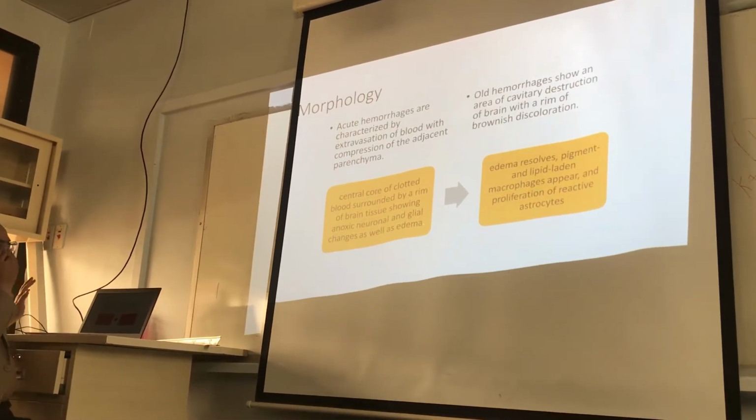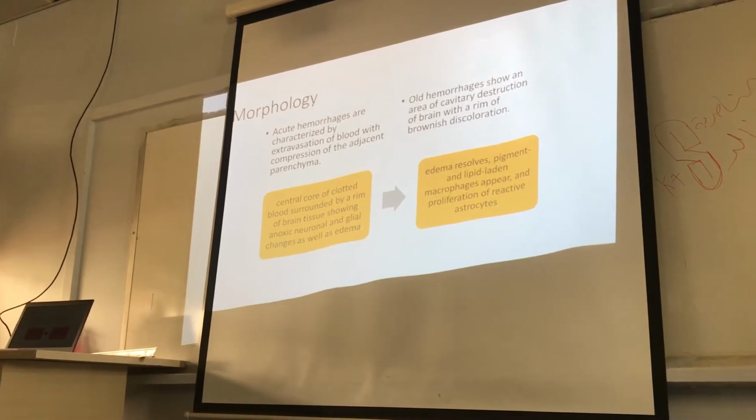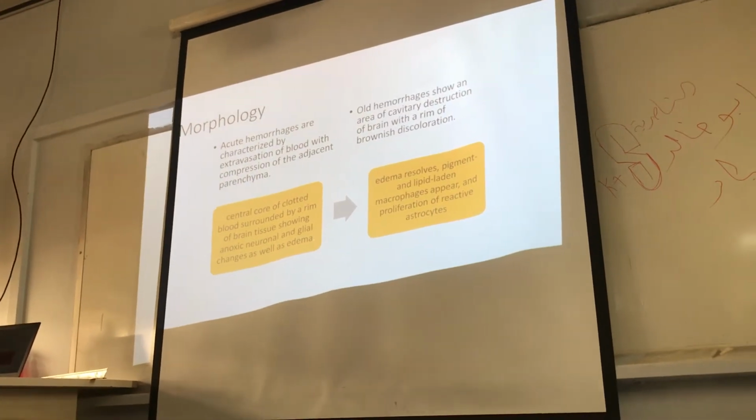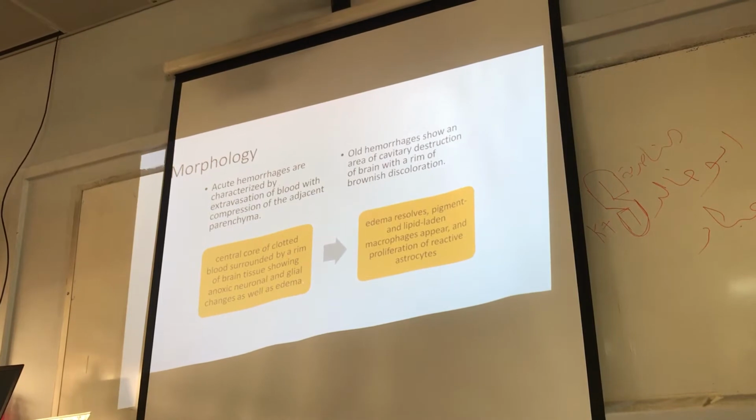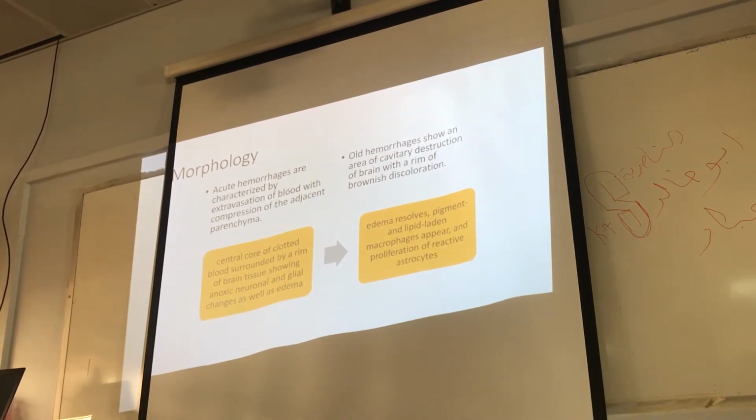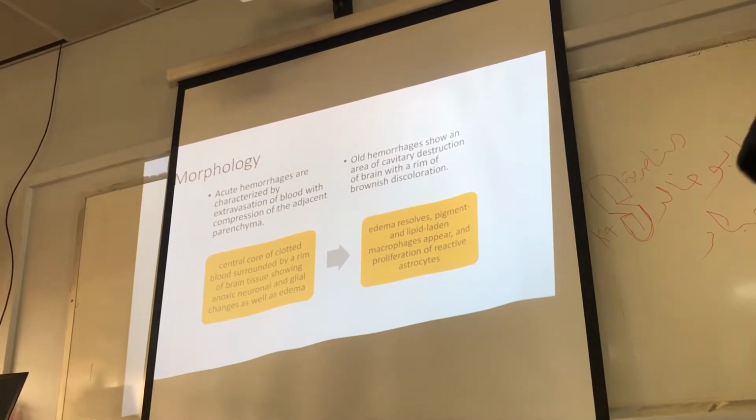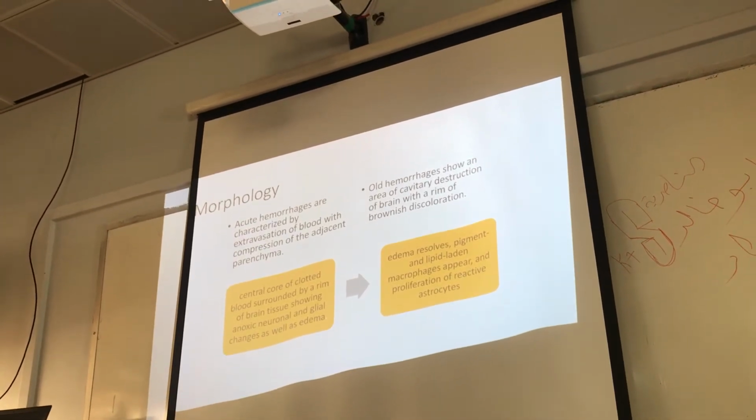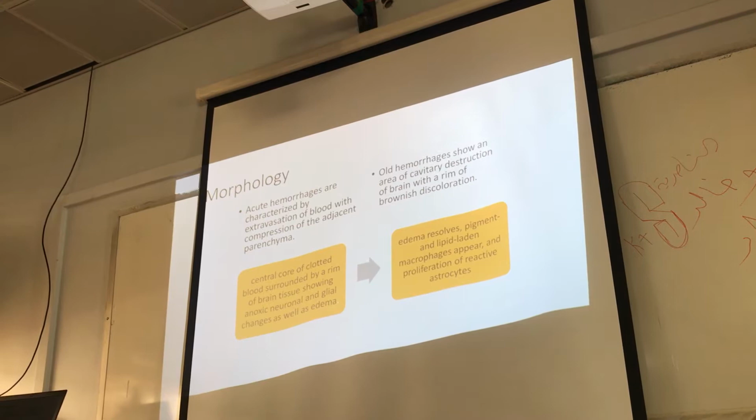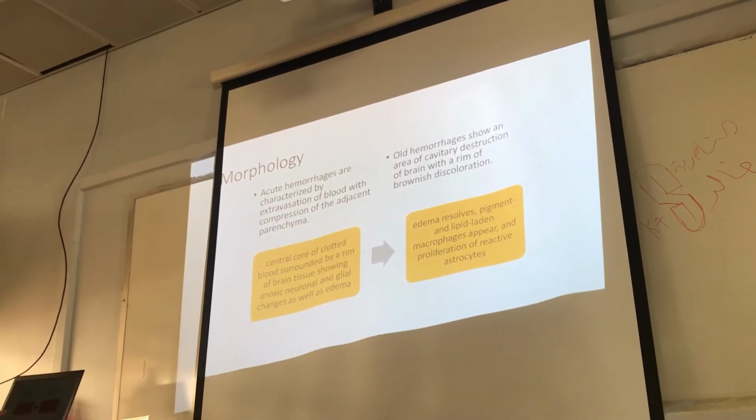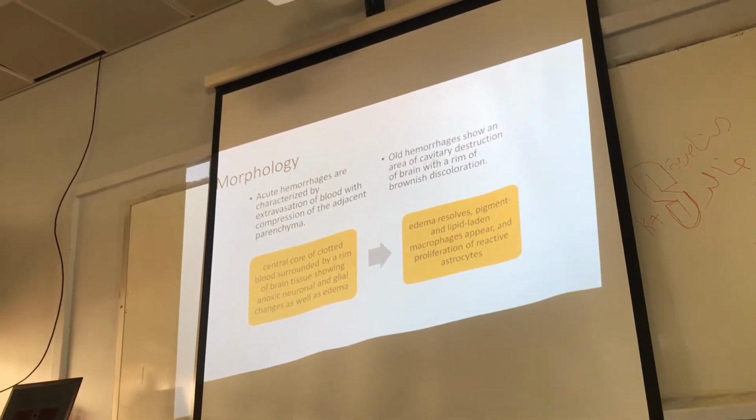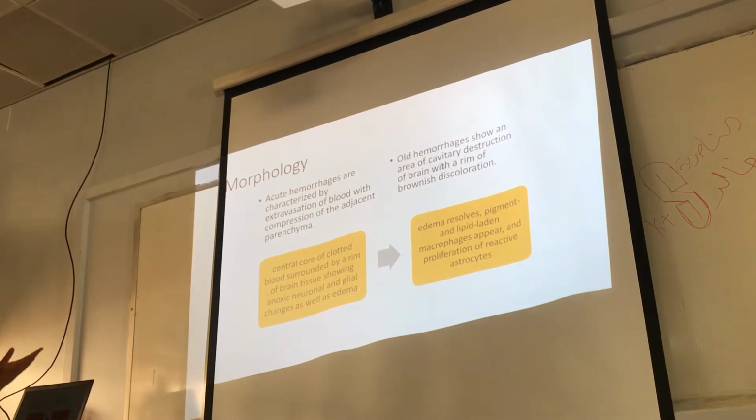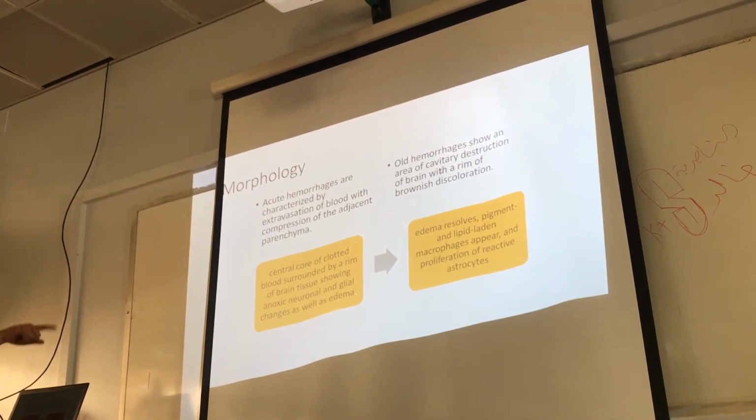Acute hemorrhage is characterized by extravasation of blood. This is the cue: when there is extravasation of blood, the adjacent tissue is compressed. It is soft, so it is compressed under pressure, usually from an arterial bleed. Old hemorrhages show areas of cavitary destruction. We have already seen that. Why is there brown discoloration?